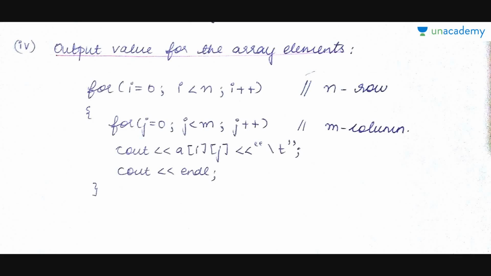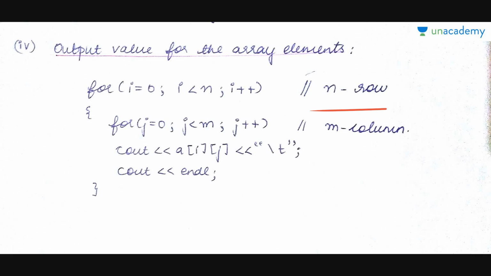Let us see how to output the value of an array element. To output also we use loop variables only. We use loops only. Here we have used different loop variables like i and j. It's the same: for i equals 0 to n, i plus plus. Within that you have for j equals 0 to m, j plus plus. Here m is the column and n the rows you are having.